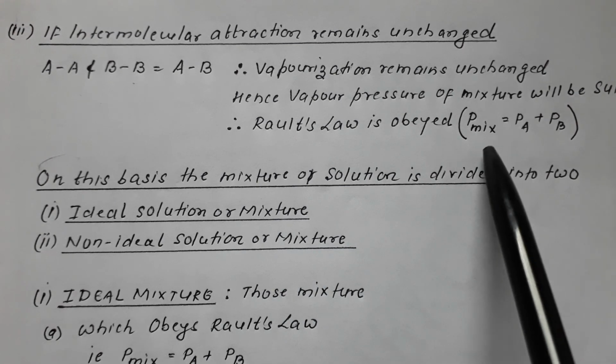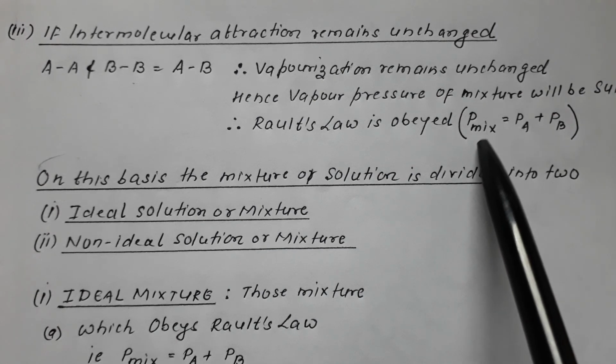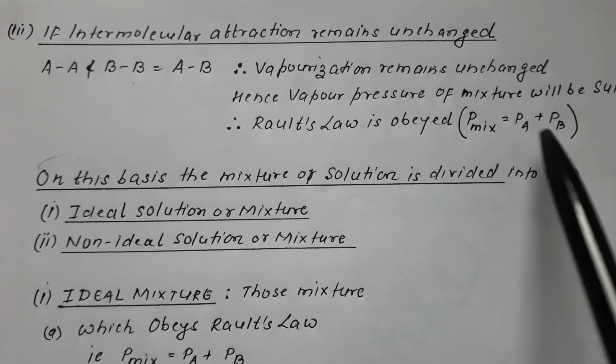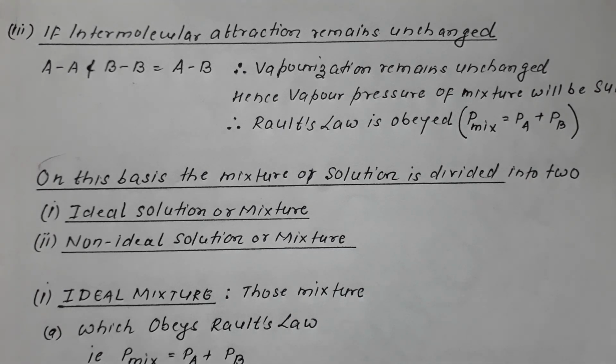The vapor pressure of the mixture would be the sum of the two vapor pressures only when on mixing two components the intermolecular attraction remains unchanged.